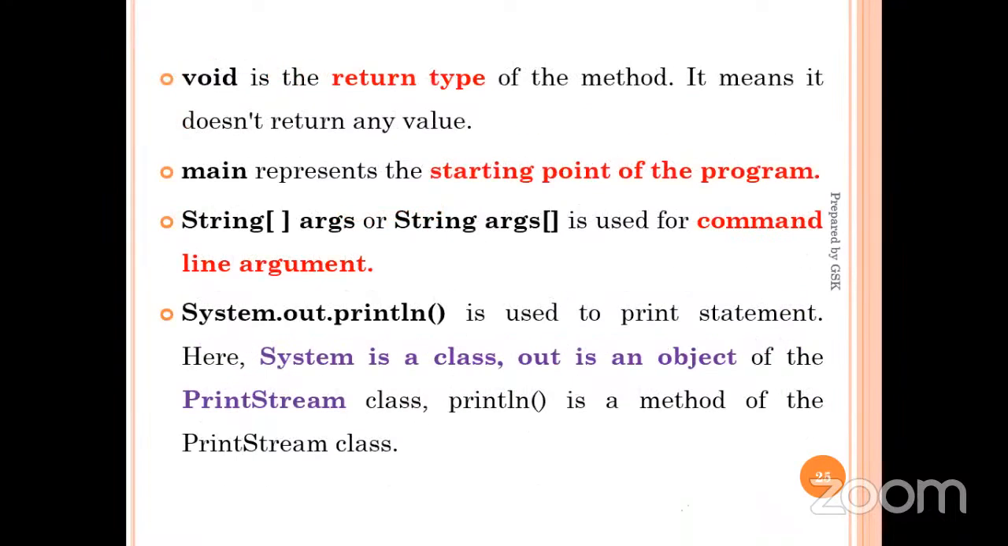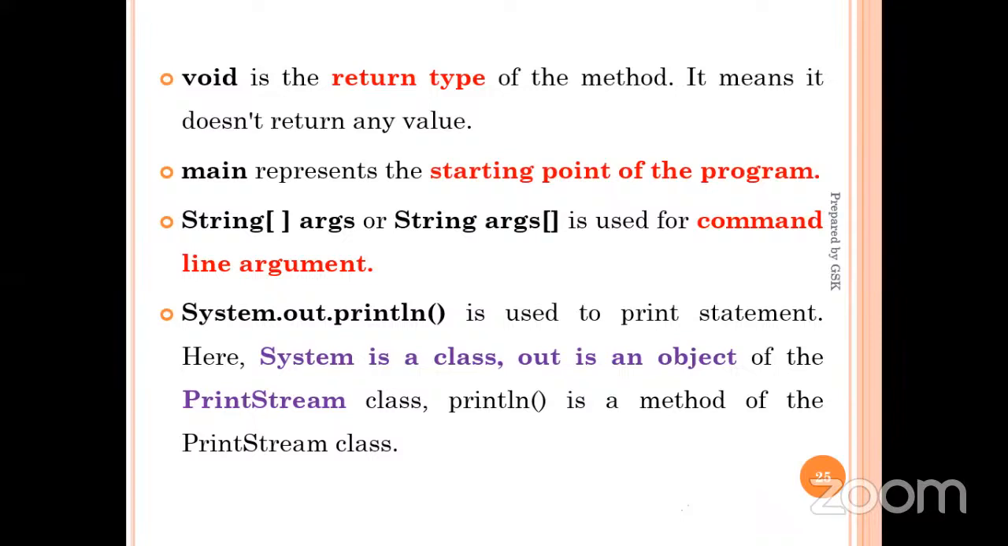Then void, you know it, I hope. Void is nothing but if you don't want to return any value from a method, you must specify the return type as void. For example, if you want to return an integer value from a method, you must specify the return type as int. Sometimes if you want to return a float value from the method as a result, you must specify float as the return type. When you don't want to return any value, you must write void as the return type. If you write void, that means the method doesn't return any value.